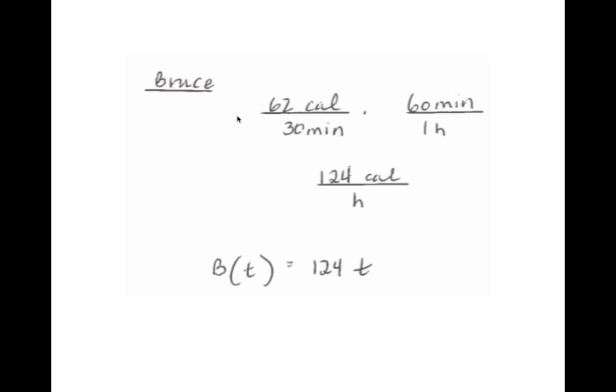Now we're going to do the same thing for Bruce. So we know that it's 62 calories in 30 minutes. Well, I don't want to keep it at 30 minutes. So here you can see me using the unit conversion to cross out the minutes and find out what it is for 1 hour. So it comes out that his constant rate of change is 124 calories per hour. So I'm going to write a linear function that describes Bruce, B for Bruce. Bruce's calories burned as time passes is equal to 124 times t. So now we have two functions, one that describes Amelia and one that describes Bruce.